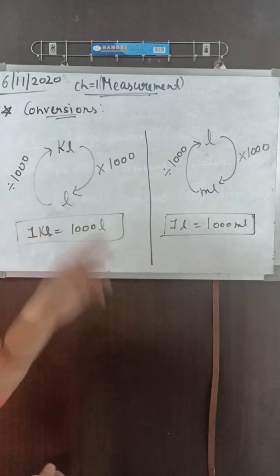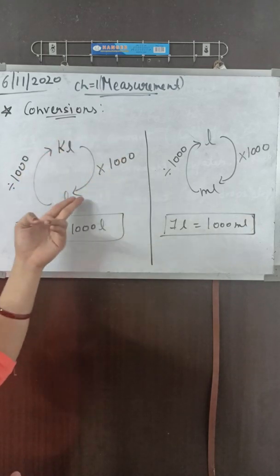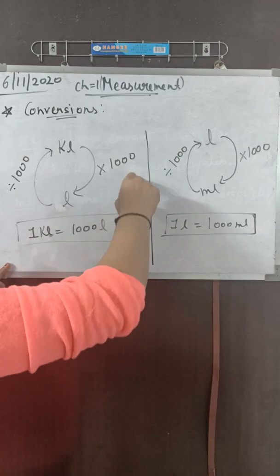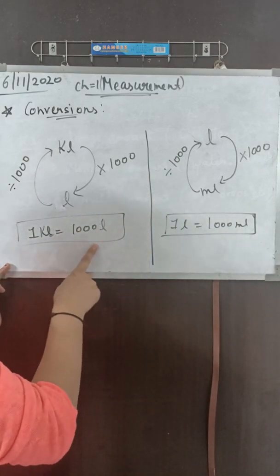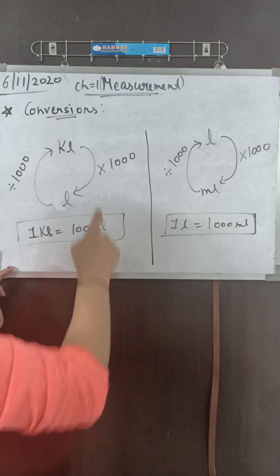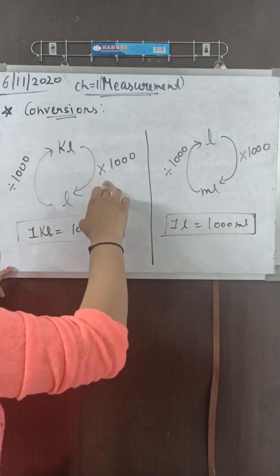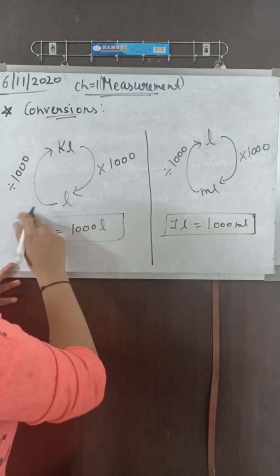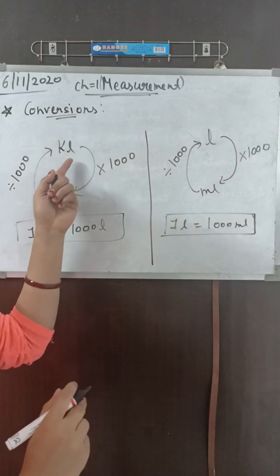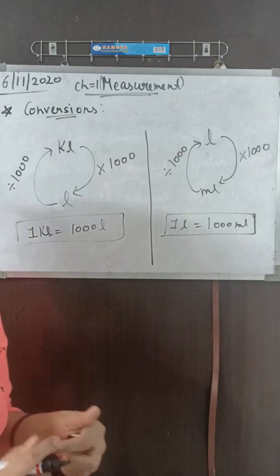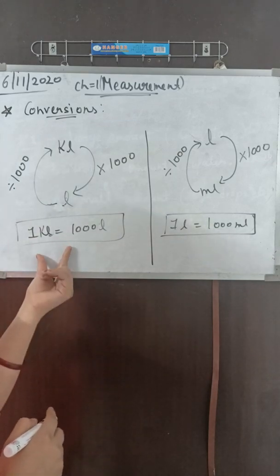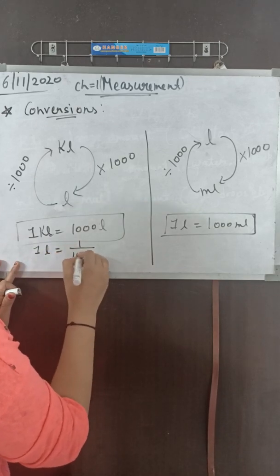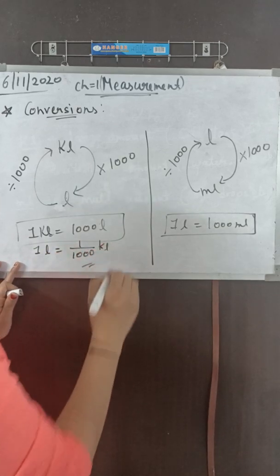Kiloliter. That means if we convert kiloliter into liter, in that case we have to multiply by 1000, because 1 kiloliter is equal to 1000 liter. That's why we have to multiply the given value by 1000. Now if we convert liter into kiloliter, in that case we have to divide by 1000, because 1 kiloliter is equal to 1000 liter, or we can say 1 liter is equal to 1 by 1000 kiloliter, right?